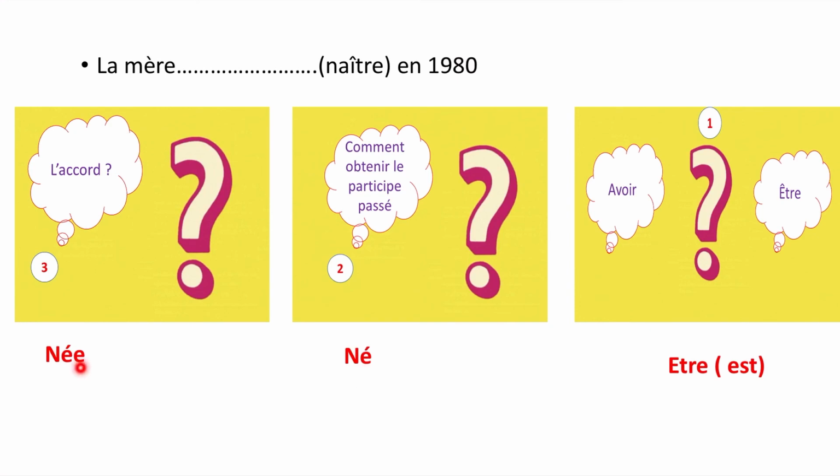And because naître takes être, that's why you should add l'accord. For la mère, it's féminin singulier, so add e. So your sentence will be la mère est née en 1980. The mother was born in 1980.